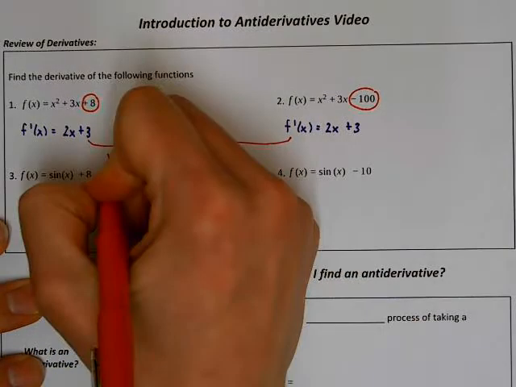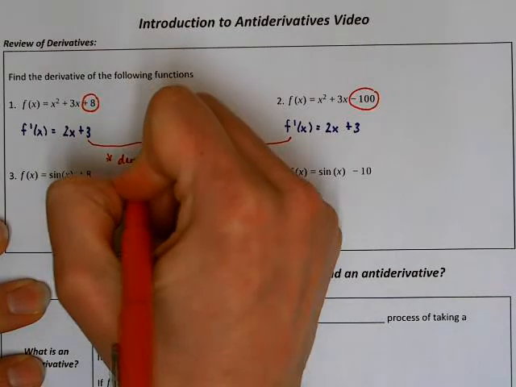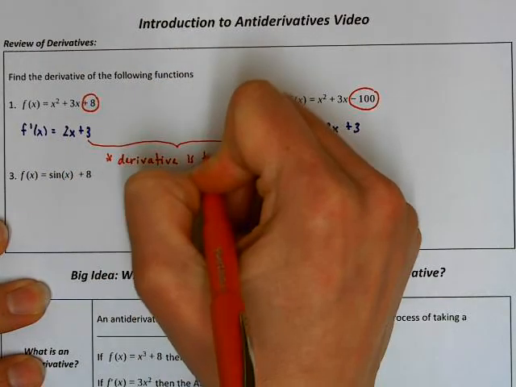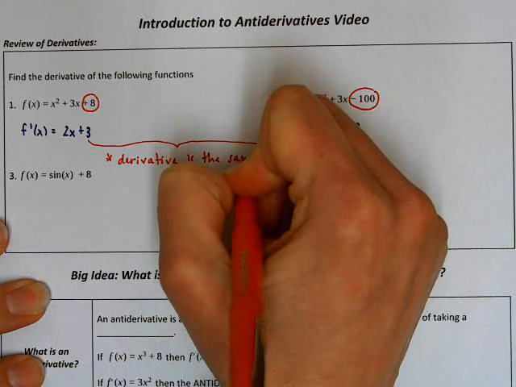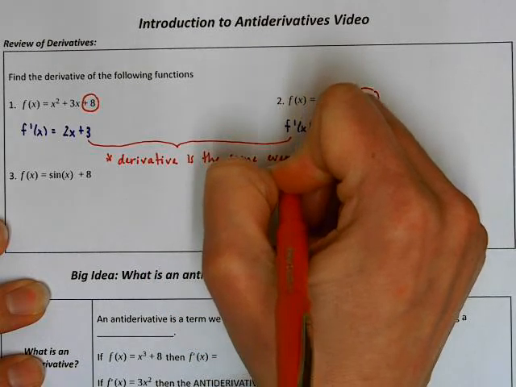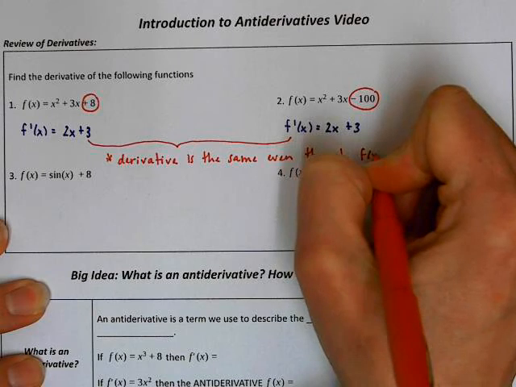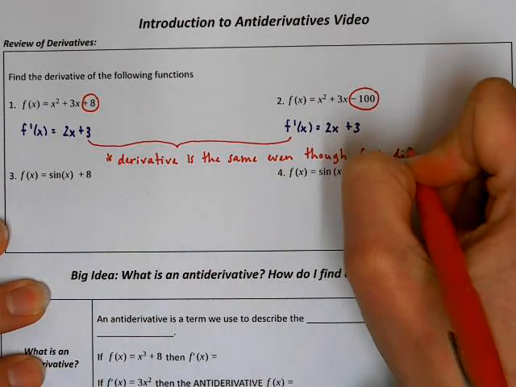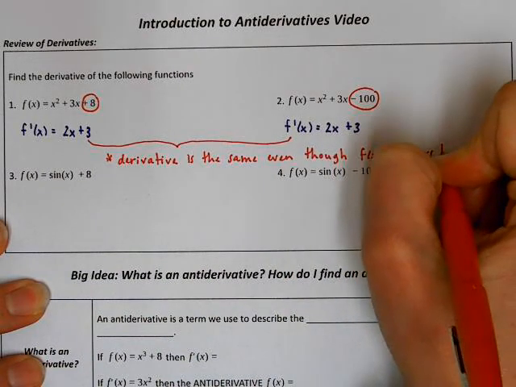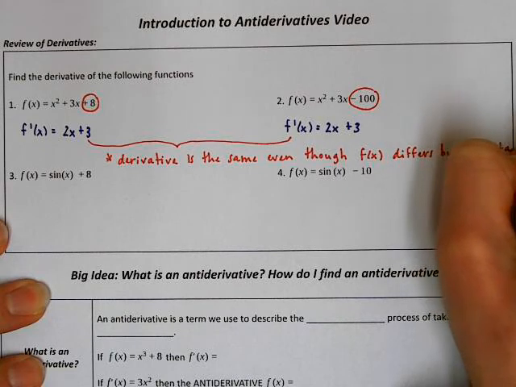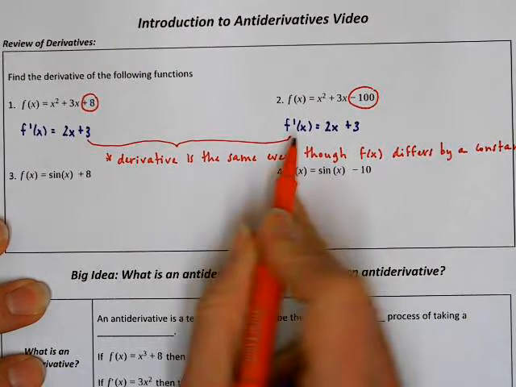So again, the idea is that the derivative is the same even though f of x, the original, differs by a constant. Because those derivatives go to 0, the derivatives end up the same.